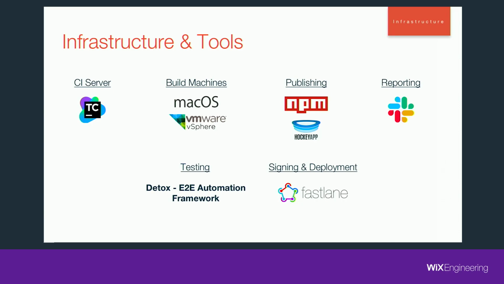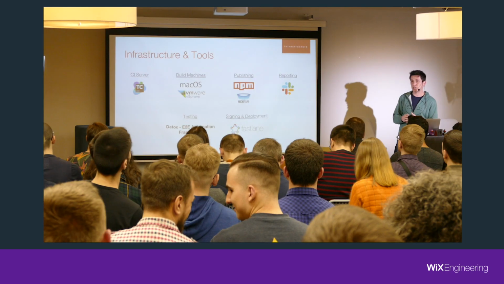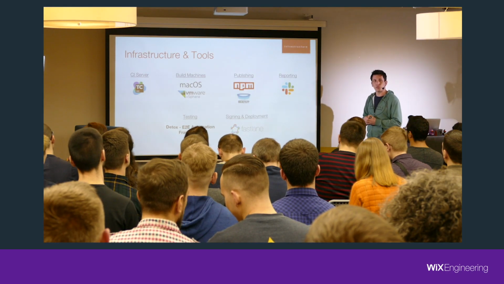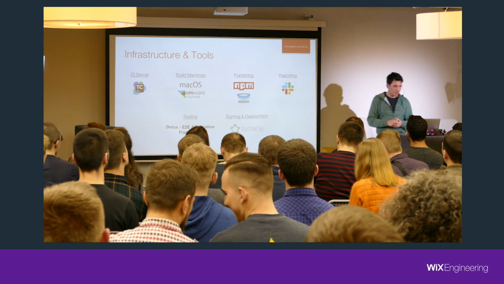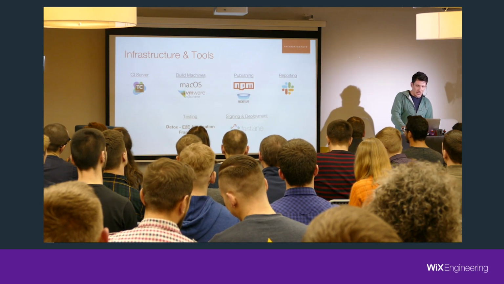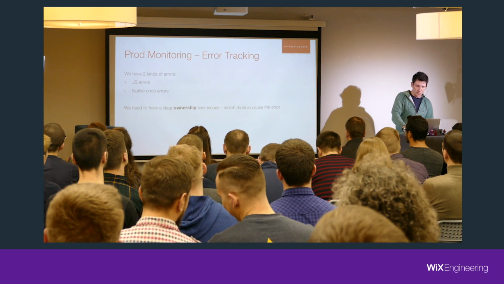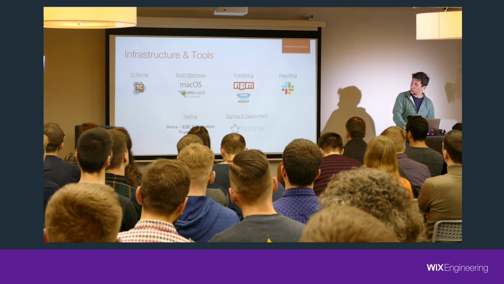For reporting, for example, when the build is finished or if the build failed, we are using Slack because it's convenient, everyone is using Slack. For testing, we are using our own solution, Detox, as I said. And for signing and deployment, we are using Fastlane. Fastlane, we talked about it at our first meetup.